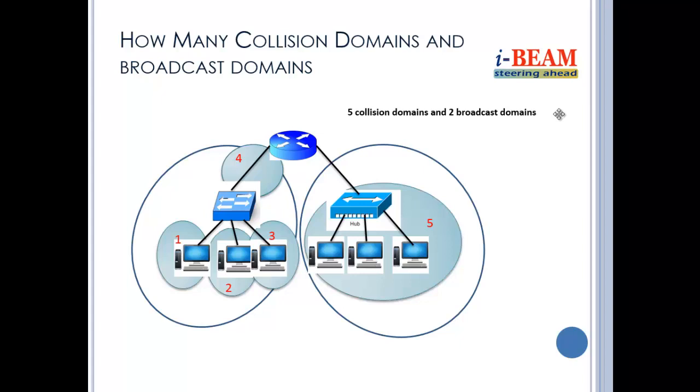Hubs and repeaters cannot separate collision domains. On switches, every switch port is one collision domain. A router can separate broadcast domains.